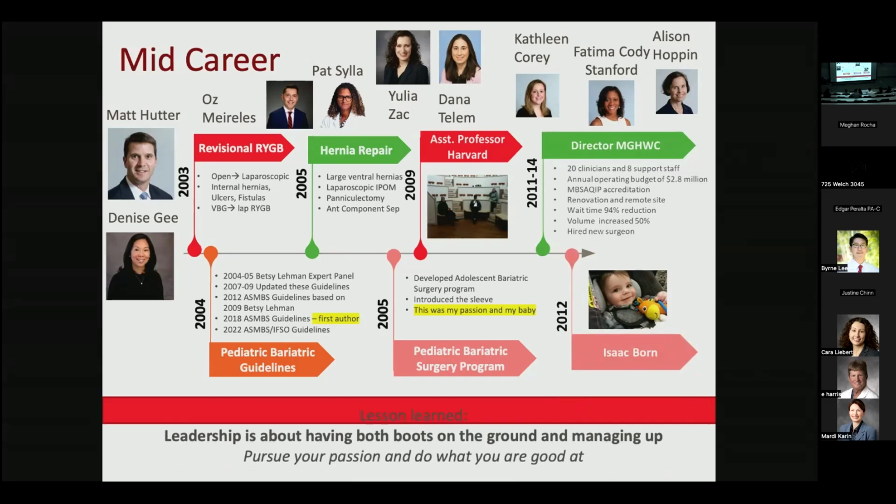And the lessons I learned of this were really about leadership. Running the weight center was a big job. Starting pediatric bariatric surgery was a big job. And what I learned is that you have to have boots on the ground and you have to manage up. So you want to make sure you know what's going on in your program, and then you want to talk to your leaders and make sure they know what's going on in the program and they know what you're doing. And I also learned to pursue your passion and do what you're good at. So I loved doing revisional surgery. I loved doing laparoscopic surgery. I loved bringing laparoscopic hernias to Mass General as well. And then I loved pediatrics.